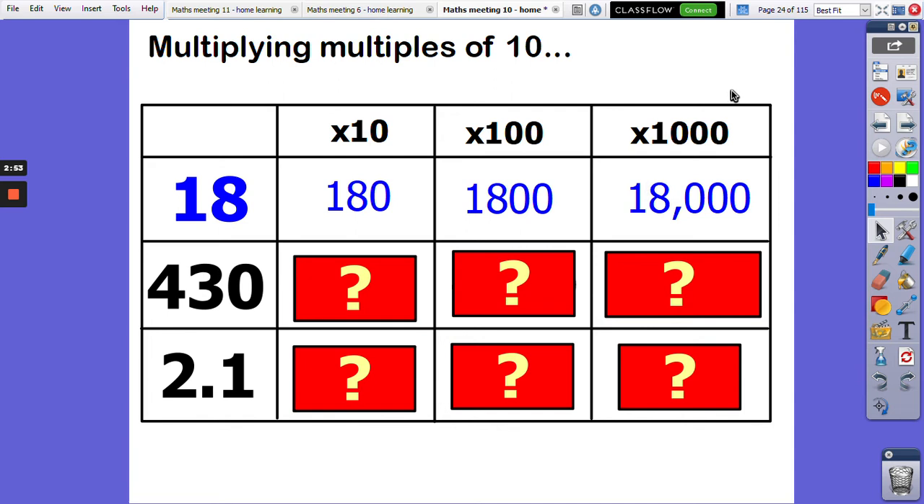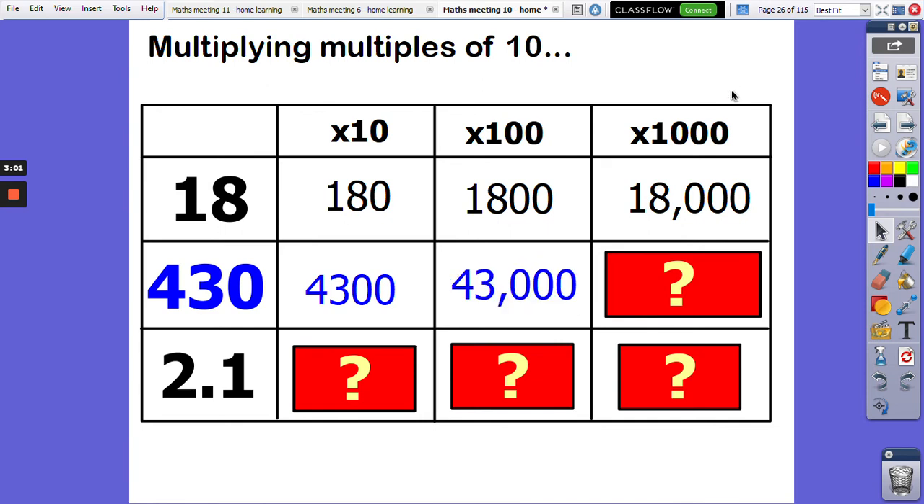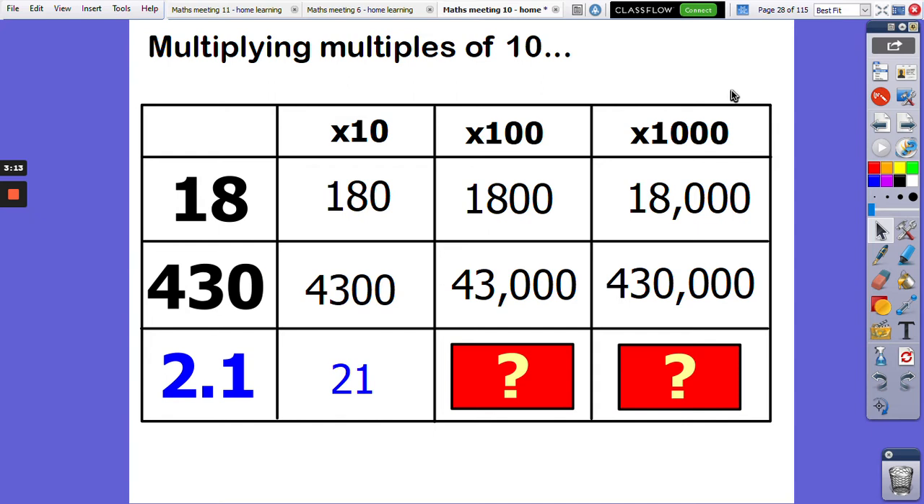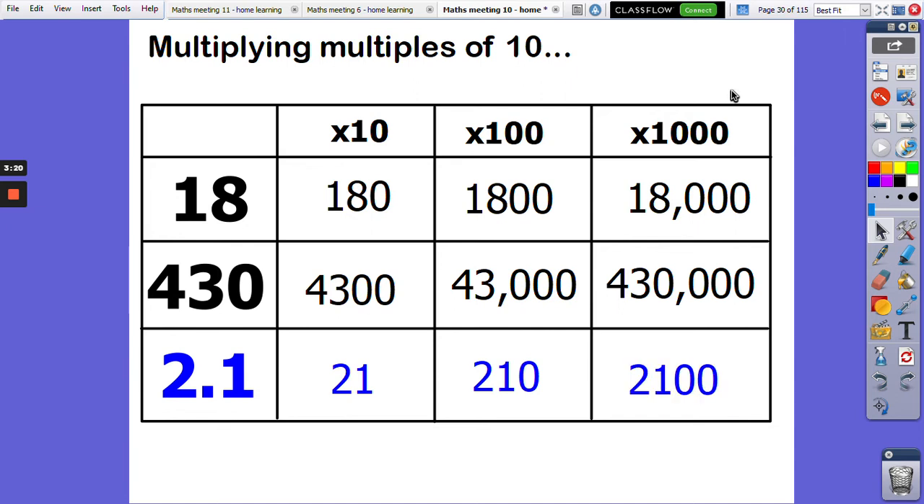Okay, let's go on. 430 times 10 is 4,300. 430 times 100 is 43,000. And 430 times 1,000 is 430,000. Okay, our challenging one now, 2.1. Let's times that, shall we? 2.1 times 10 is 21. 2.1 times 100 is 210. And 2.1 times 1,000 is 2,100. Well done if you got all 9 of those calculations correct. Wow. Let's move on to the next question, shall we?